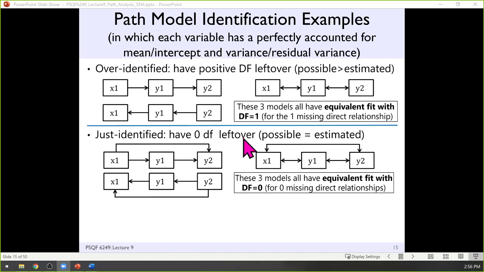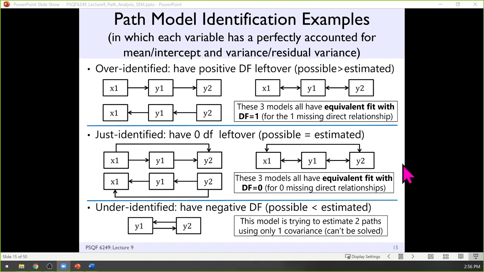This is a just identified model. Now all possible relationships between the three variables are in here. So I've taken 3 covariances and I've expressed them as a combination of regressions or covariances. And then this one is non-recursive. Hooray! I think I got that one right.